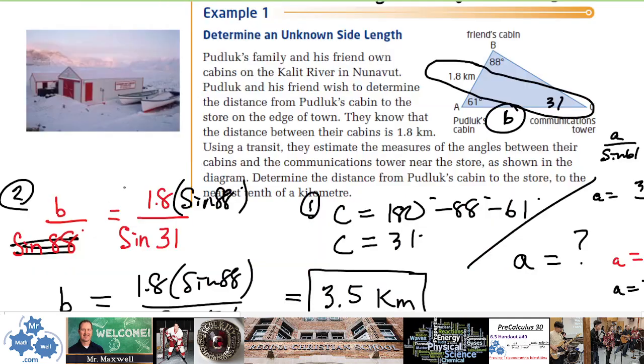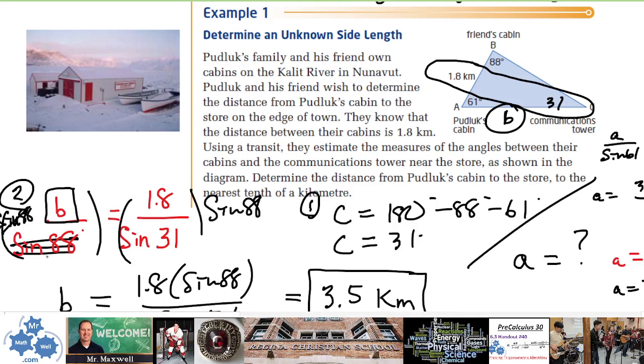So I use b over sine b equals this side over sine of this angle. I put the b up top because I wanted to isolate for b, so it's less work if I put it in the numerator. And then how do you know what to multiply by? Well, you have to get your unknown all by itself. So if the b is being divided by sine of 88, you have to multiply both sides by sine of 88, right? And so that will eliminate this sine of 88 right here.